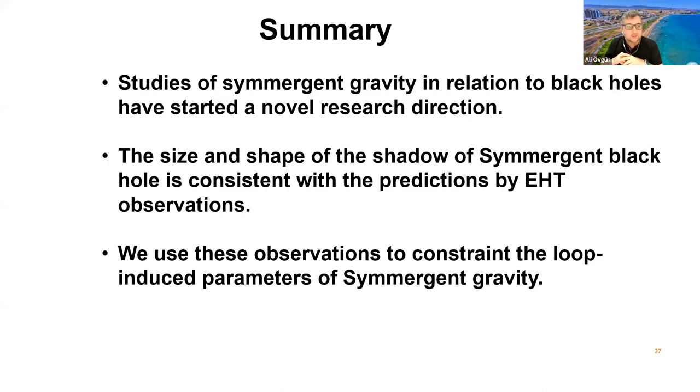In our papers, we show that the size and shape of the shadow of the Symmergent black hole is consistent with the prediction by the Event Horizon Telescope observation. We use this observation to constrain the loop-induced parameter of Symmergent gravity, and also constrain the number of bosons and fermions in the universe.